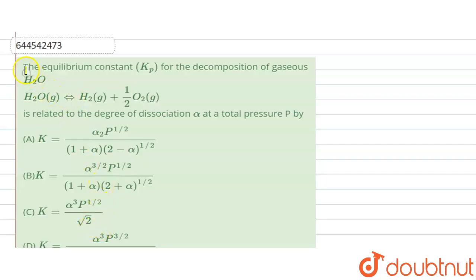Here the question is: the equilibrium constant Kp for the decomposition of gaseous H2O is related to the degree of dissociation alpha at the total pressure P by. Okay, so here we will solve this question.